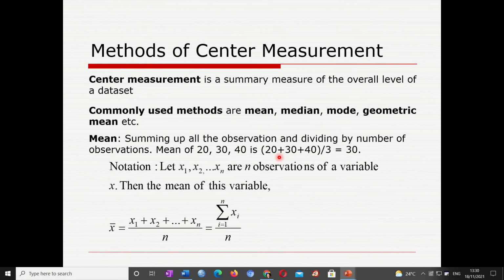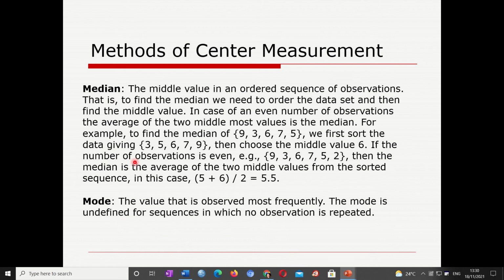Now here, what was mean? Let us recall, we have studied mean before. It's just adding these numbers and dividing by how many there are. If we have 3 numbers, we divide by 3. If we have 5 numbers, we divide by 5. So we add these numbers and we divide by 3. That's mean.